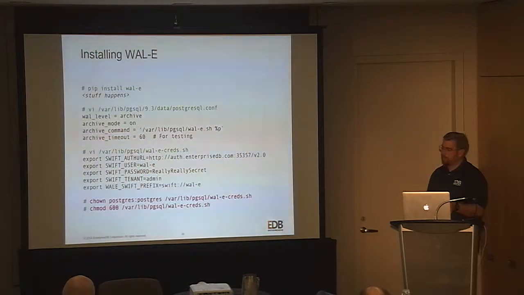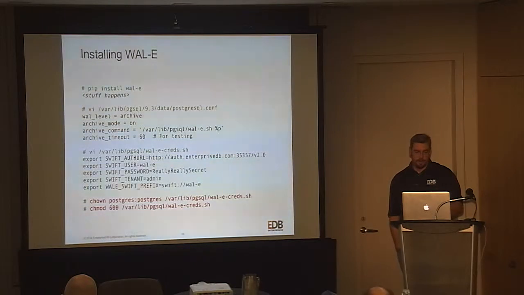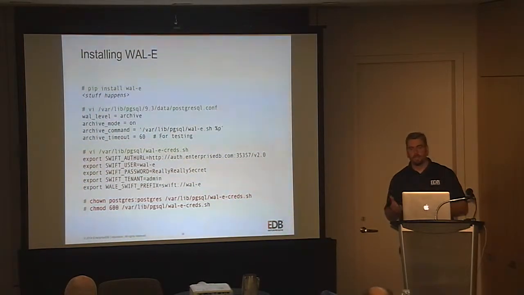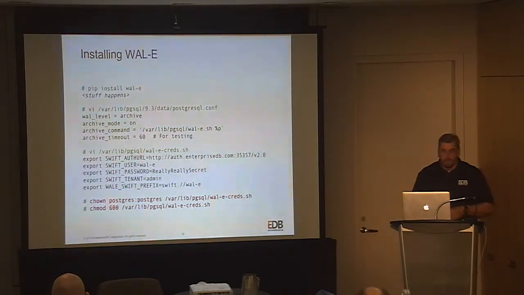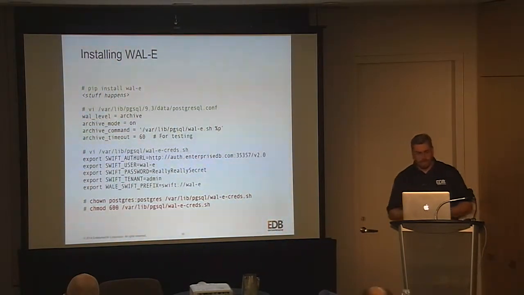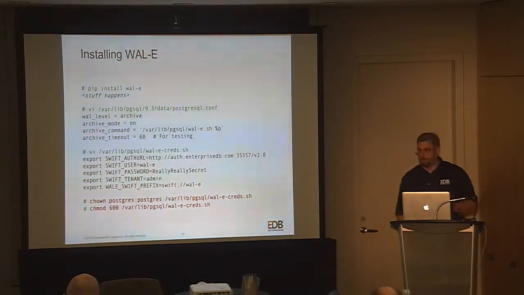So here what I'm doing is just setting up some of the parameters in the creds file that are going to be used. So we give it the URL of what's known as the Keystone authentication server. Keystone in OpenStack deals with authentication of users and service location. We give it the username to talk to Swift and the password, the tenant name that we're going to use for this, and then the prefix of the bucket in Swift that the data is actually going to be stored in. Now, very, very important is that we secure that file.